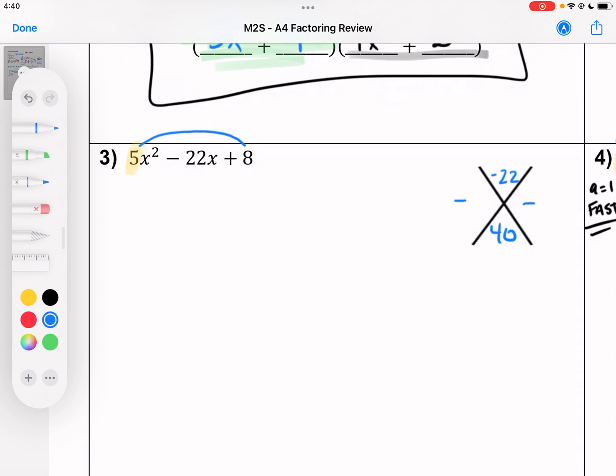So when we look at your factor chart, you'll find the two numbers that add up to -22. And that would be -2 and -20. And remember, you're looking at 40 on your chart. And you'll notice that -2 times, oh, sorry, I put -22. That should say 20. -2 multiplied by -20 is equal to positive 40, like we have.